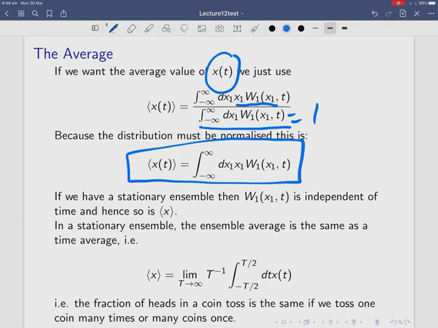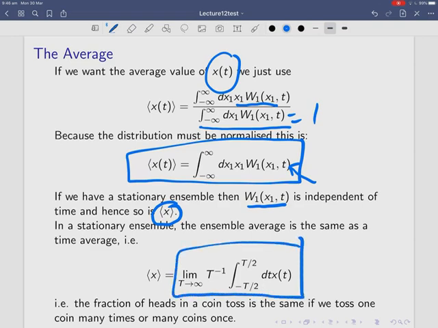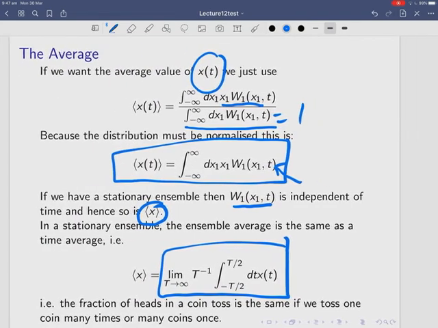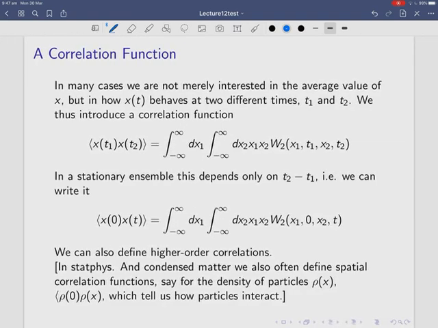Okay, now we've gone away from the stationary distribution, so we've put back in the t dependence. If we have a stationary ensemble, then W1(x1,t) is independent of time, and hence so is the average of x. It's no longer a function of time. In a stationary ensemble, the ensemble average is the same as the time average. So here's the time average on this side, and the ensemble average is basically the same thing. So the fraction of heads in a coin toss is the same if we toss one coin many times or many coins once. That's the average, and you already know about averages, so I don't think there's anything exciting there.